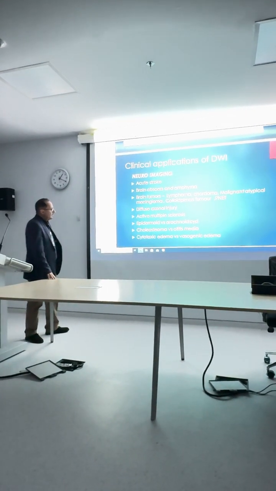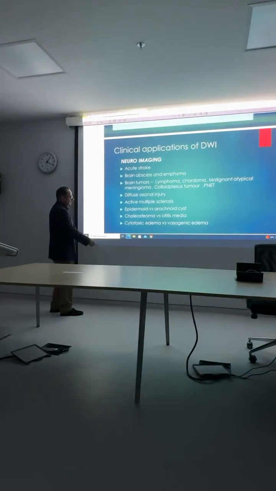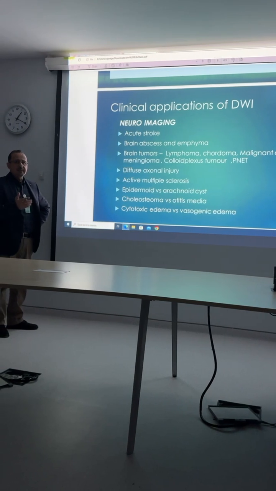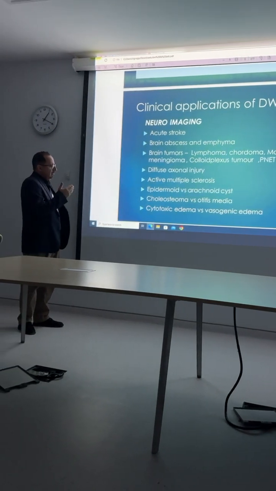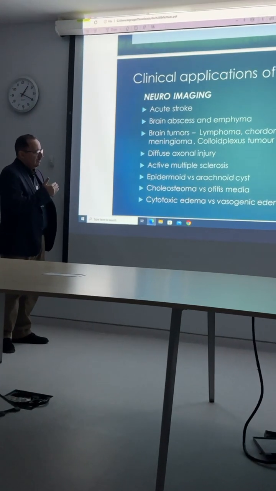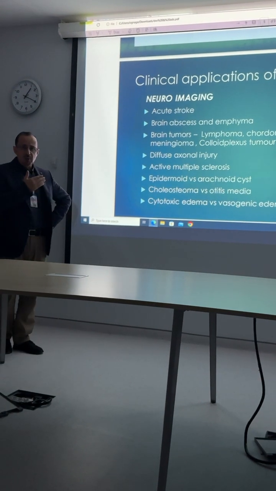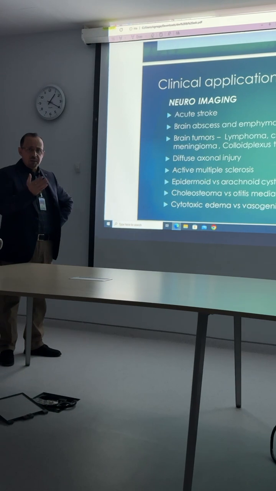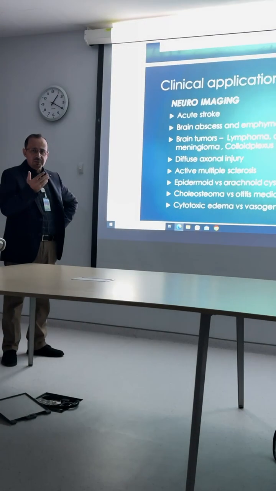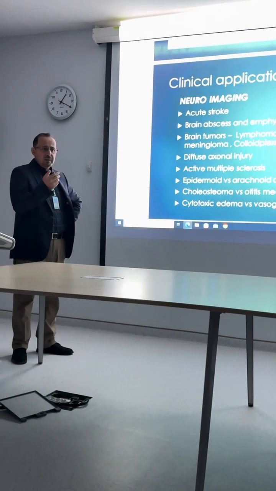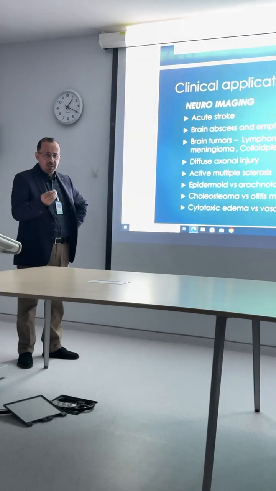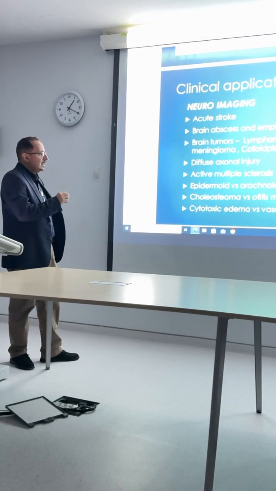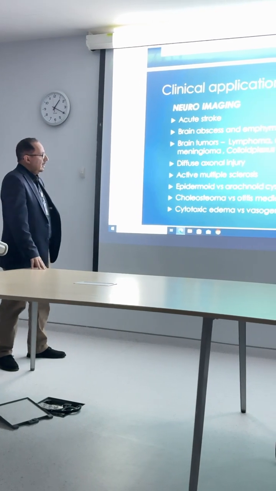And the last three examples are helpful in differentiating lesions from others. That's to say, epidermoid cyst versus arachnoid cyst. Epidermoid cyst is bright on diffusion images compared to arachnoid cyst. Both share the hypointense and hyperintense signal pattern on T1 and T2. Diffusion will discriminate between the two.